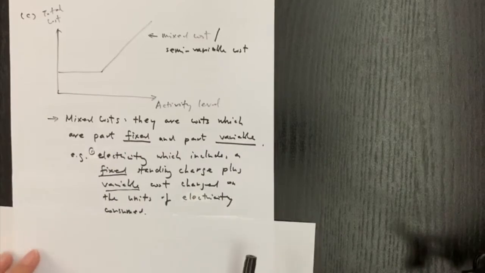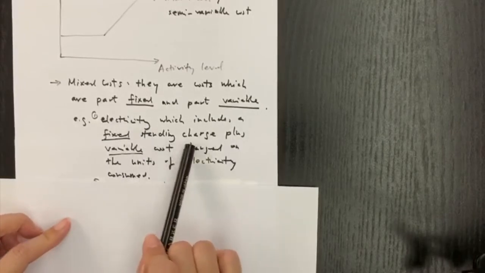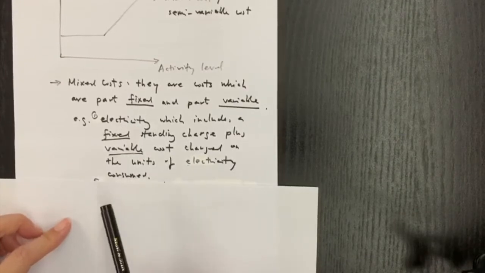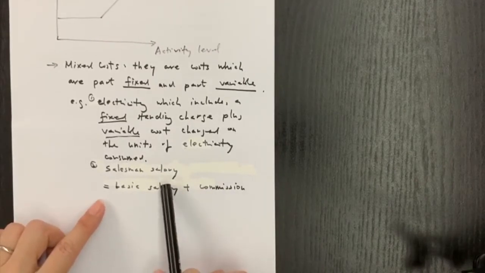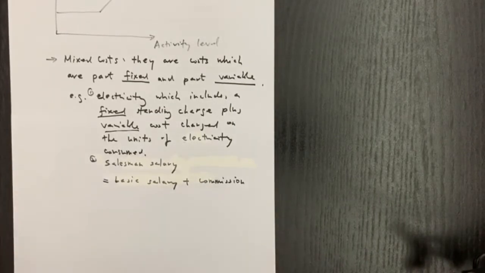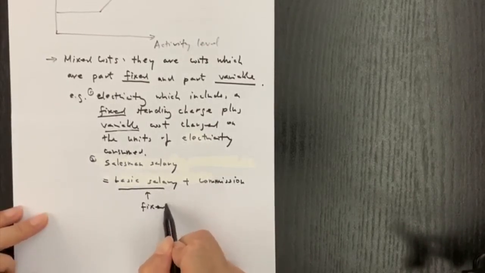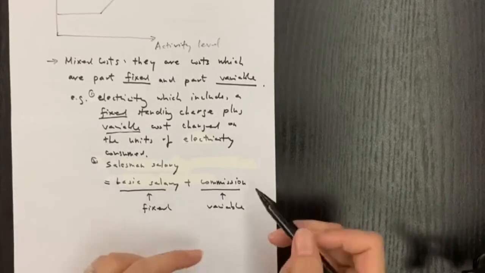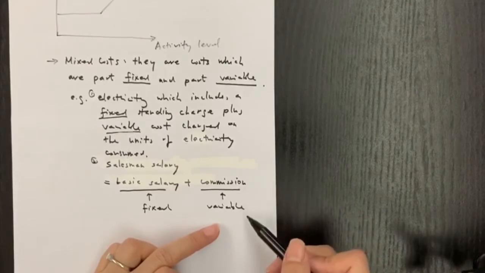Okay, and we have this example. The first example for mixed costs is electricity, which includes a fixed standing charge plus a variable cost charged on the units of electricity consumed. Okay, and after that, we have another mixed cost example, like the salary we pay to salesmen, which very often consists of the basic salary and then the commission we pay to the salesman. And what do you think about basic salary? Very often, which is fixed, right? Okay, and then for the commission, this is variable, because if the salesmen work harder, if they can sell more goods for the company, they earn more commission.